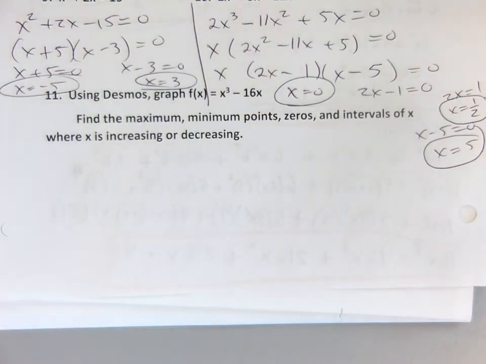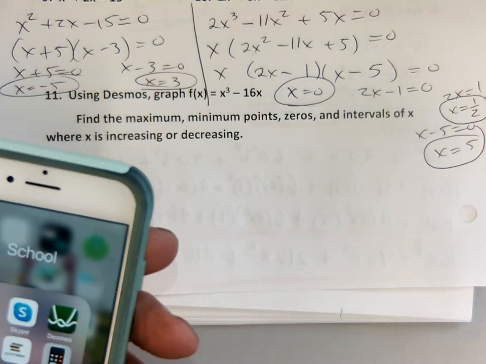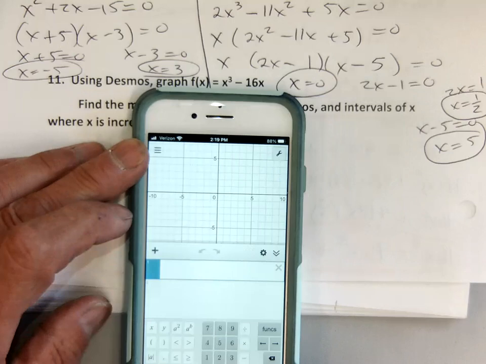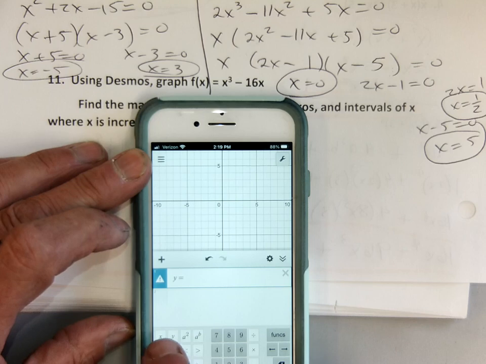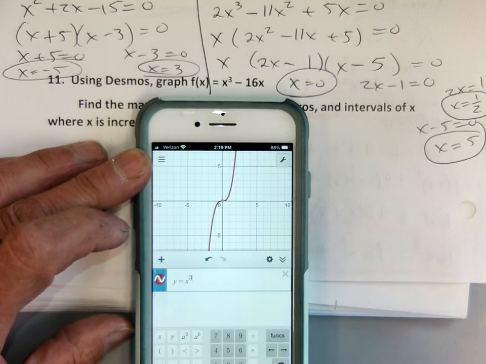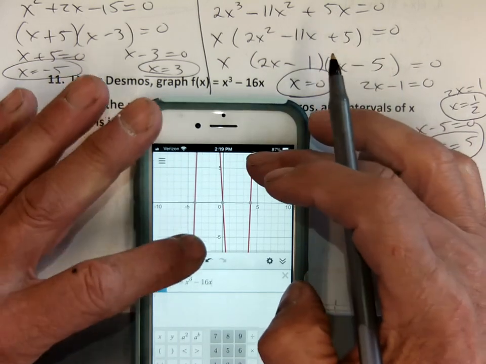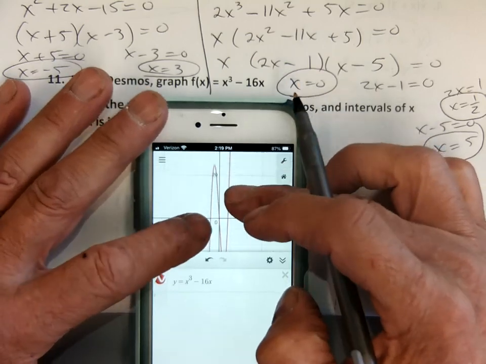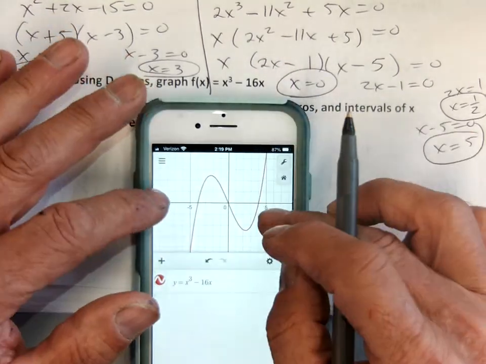Okay, now take out your phone, let's see what we got. Desmos, let's go to Desmos, see what we got. Here's my Desmos. I'm going to go y equals x to the third power, subtract 16x. I'm going to squish this down a little bit so I can see it all right. Oh, there's a good picture.